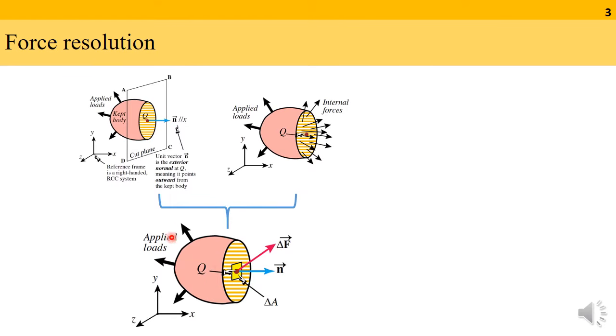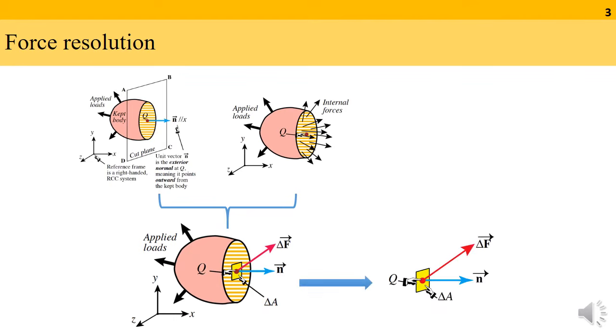At point Q, the sum of all the internal reactions could be denoted by a vector delta F, which might or might not be parallel to vector n. So, area delta A is the point Q where we are interested in. It is acted upon by a force delta F. Okay, since it is a point, delta A is tending to 0.